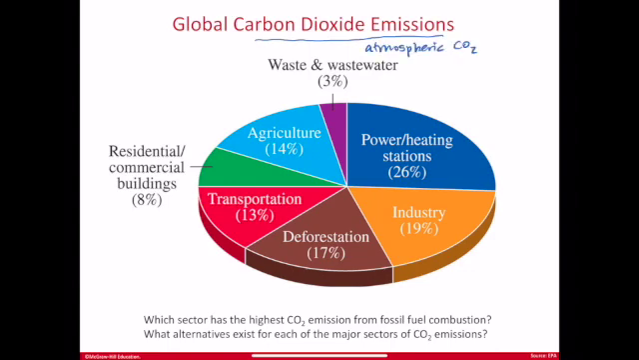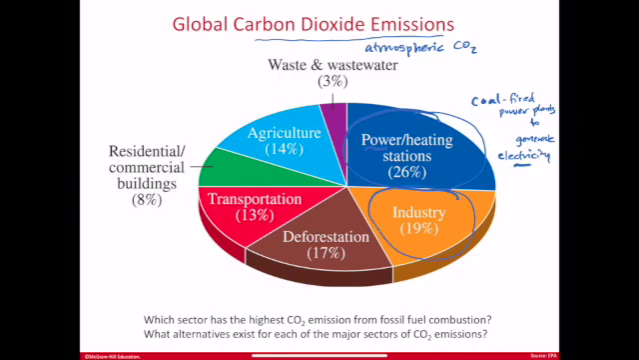The sector that's highest is power and heating stations, 26%. These are coal-fired power plants. We'll talk about that. We've already talked about it for air pollution. And coal-fired power plants are generally used by countries all over the world to generate electricity. That's to generate electricity for the grid. So you can call it electricity or power generating station, but it's generally electricity.